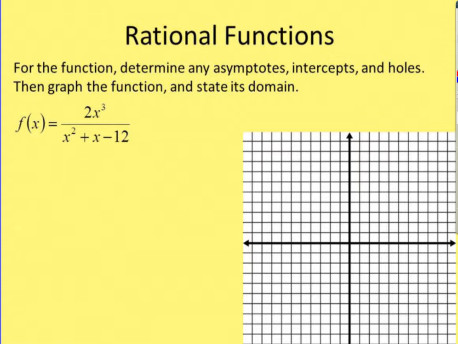So on this function, again, we are going to have to factor out that denominator first. We want to see what multiplies to get -12, that adds to get a +1. That'd be a +4 and a -3. Because 4 times -3 gives us -12, but 4 plus -3 does give us a +1. Now we're looking for any holes or any vertical asymptotes. There are no common factors in the denominator and numerators. There are no holes.